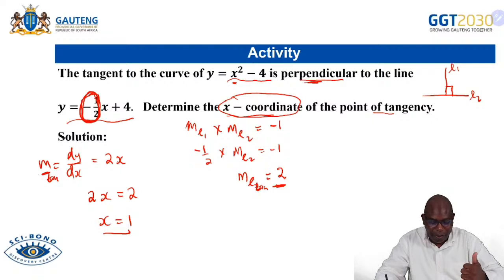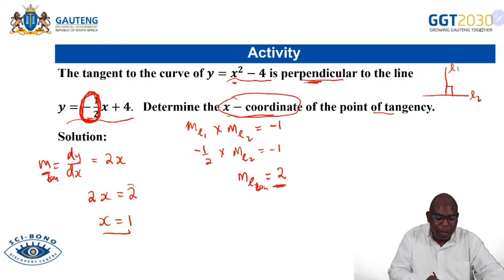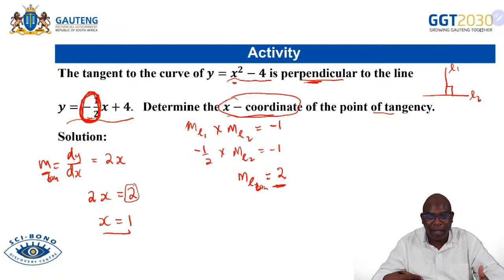Okay, so this is a very good question here. Please practice this question. It's a nice question. Know that if it's perpendicular, you change the gradient of the one that has been given. If it's parallel, you keep the gradient as it is. You see, if it was parallel, this part here will not be 2, it will be negative 1 over 2, because they are parallel. Parallel gradients are equal gradients. Perpendicular gradients, you just swap them around and change the sign of that. Okay.